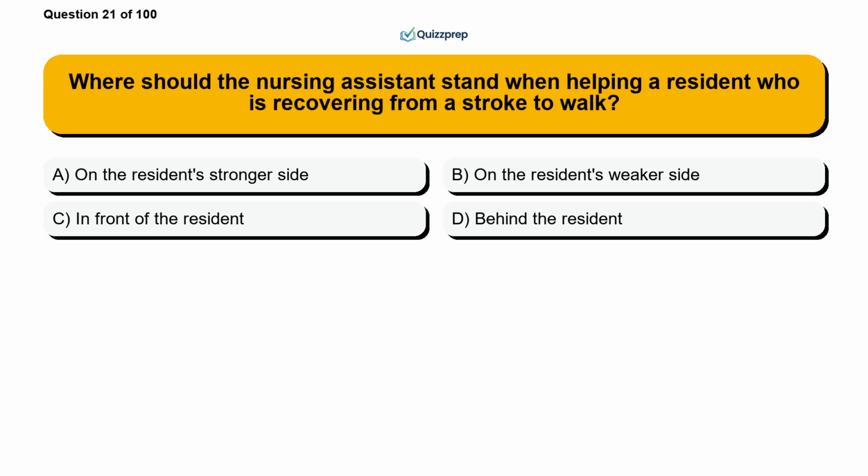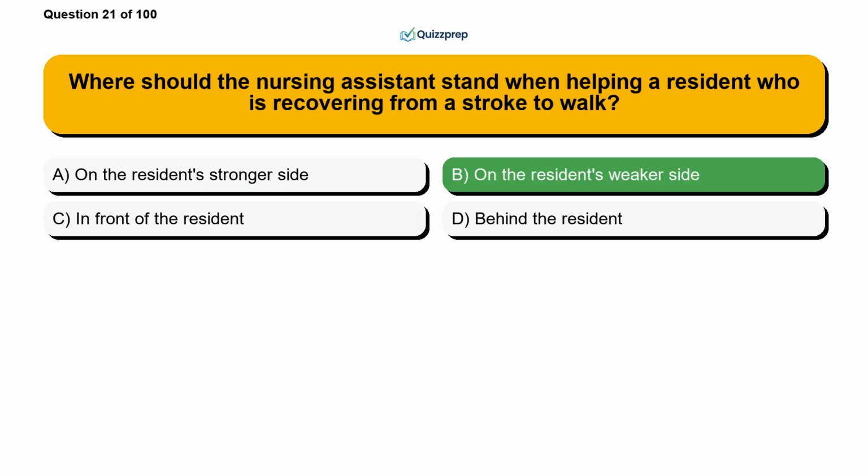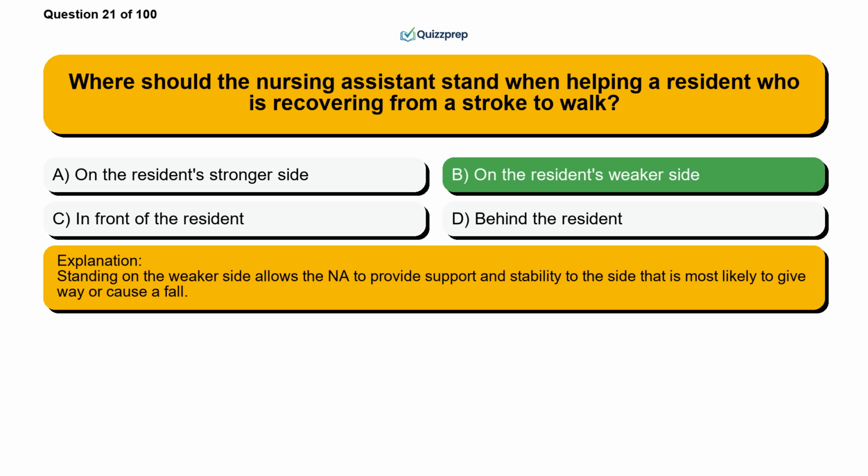Question 21. Where should the nursing assistant stand when helping a resident who is recovering from a stroke to walk? Option A, on the resident's stronger side. Option B, on the resident's weaker side. Option C, in front of the resident. Option D, behind the resident. The correct answer is option B, on the resident's weaker side. Standing on the weaker side allows the NA to provide support and stability to the side that is most likely to give way or cause a fall. Question 22.